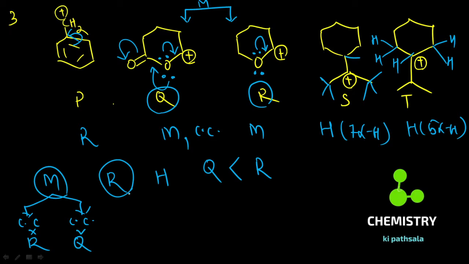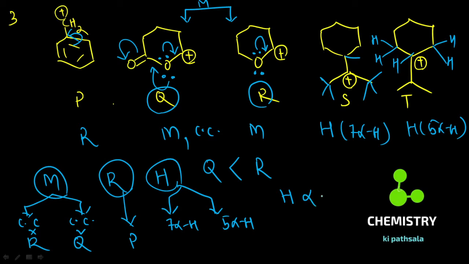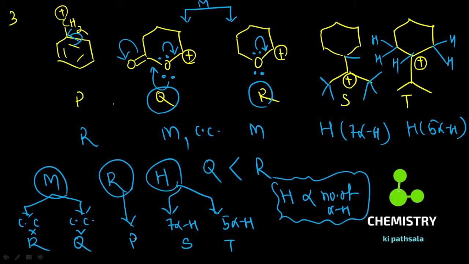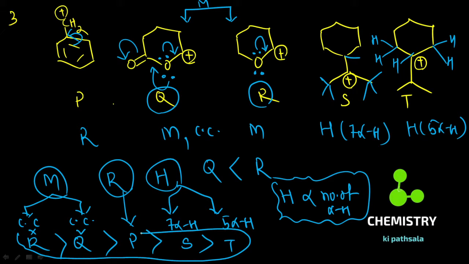And similarly, in case of resonance, there is only one possibility, and that is P. And in case of hyperconjugation, you have 2 possibilities, one having 7 alpha hydrogens and one having 5 alpha hydrogens. And you know that hyperconjugation is directly proportional to the number of alpha hydrogens, right? So the 7 alpha hydrogens is S, and 5 alpha hydrogens is in case of T. So the stability order is R, Q, P, S, T.